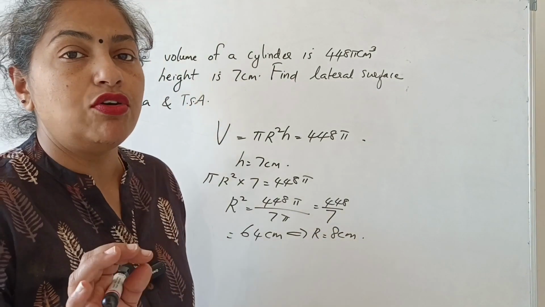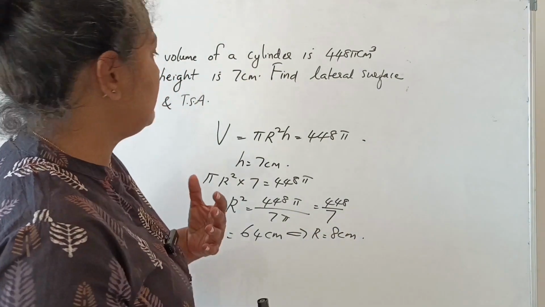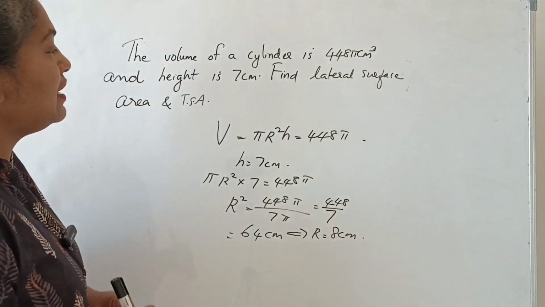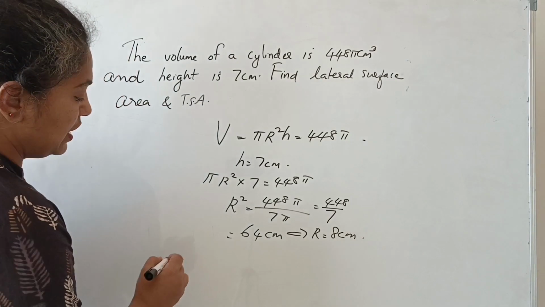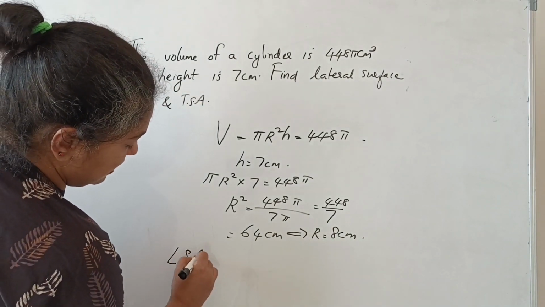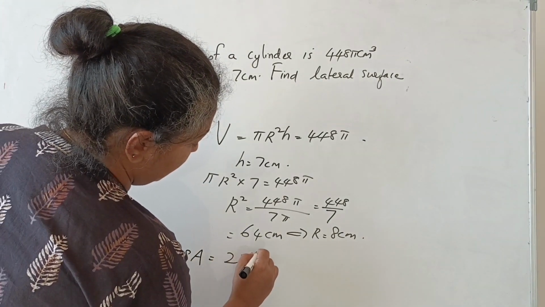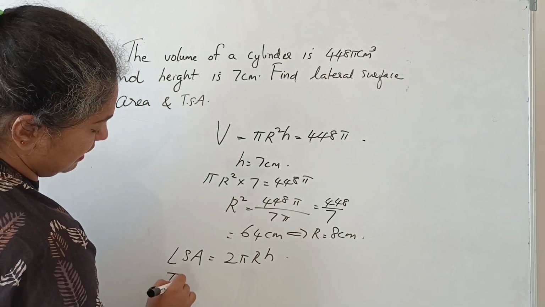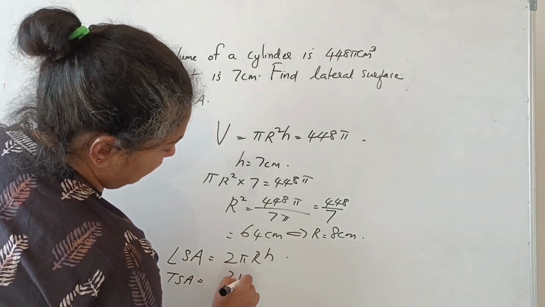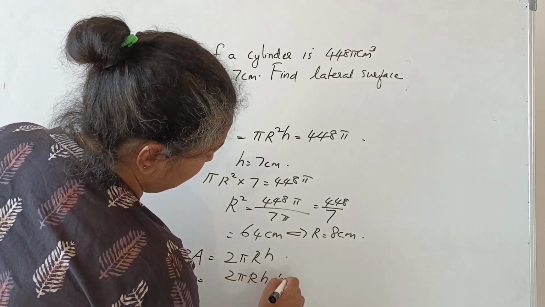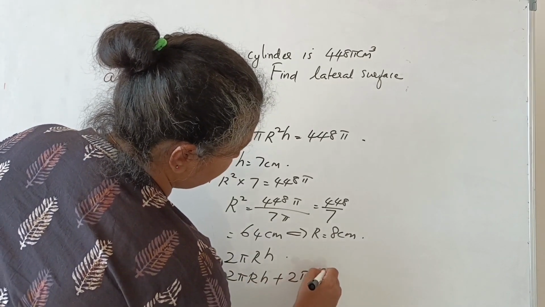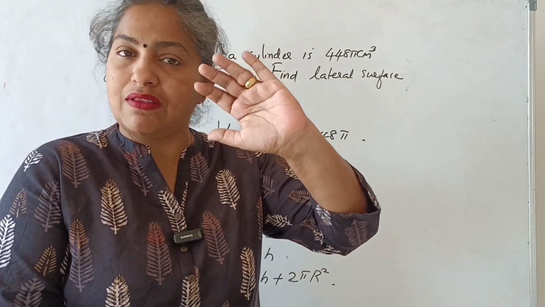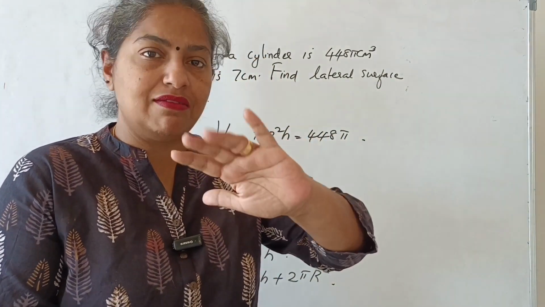So we have gotten the value of the radius of the cylinder, and because it is a normal cylinder, not a hollow cylinder, there is only one radius. Find the LSA and the TSA. Now you know that lateral surface area of a cylinder is given by 2 pi r into h, and the total surface area is given by 2 pi rh plus 2 pi r square, which is the area of the two bases, the top face and the bottom face, basically speaking.